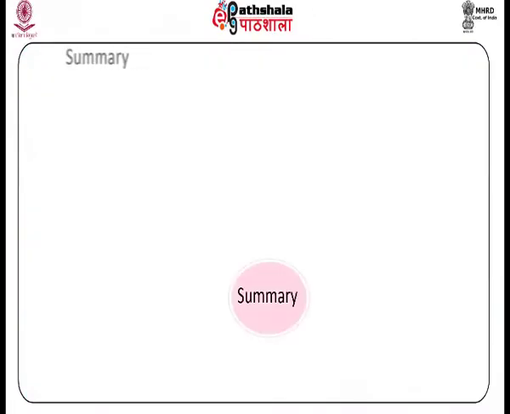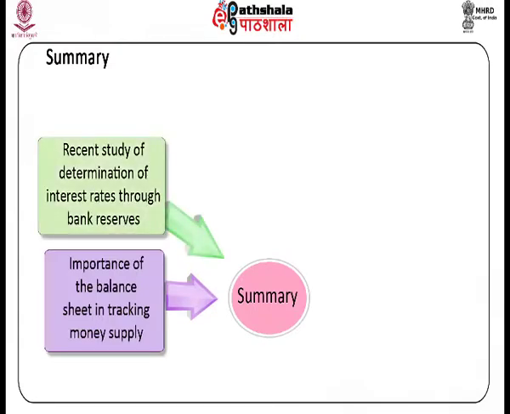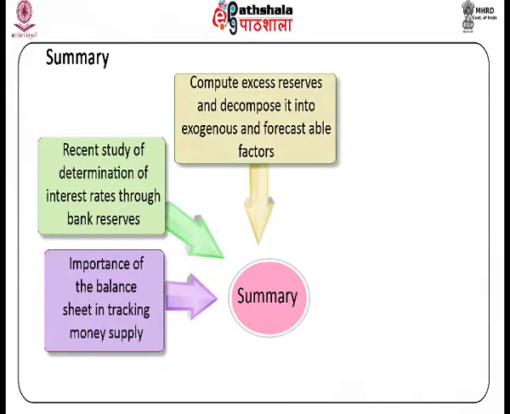Let us now summarize what we have learned so far. We have seen the importance of the balance sheet in tracking money supply, but a more recent study of monetary policy links the movement in the central bank balance sheet to the determination of interest rates through bank reserves. One methodology is to compute the excess bank reserves as partly autonomous and discretionary, and then use the RBI balance sheet on the basis of these policy interventions.